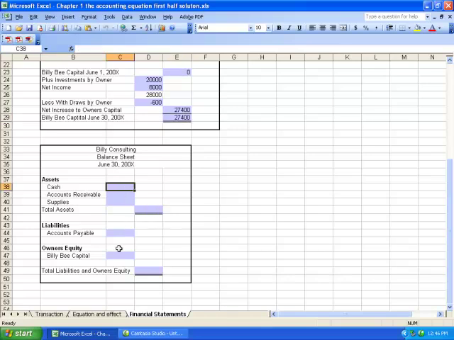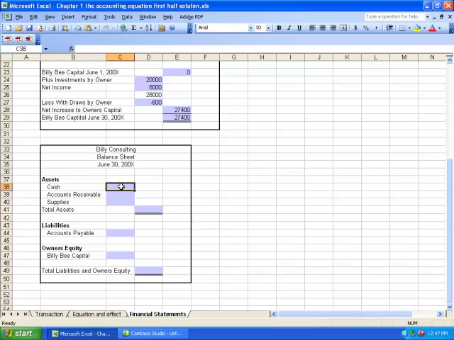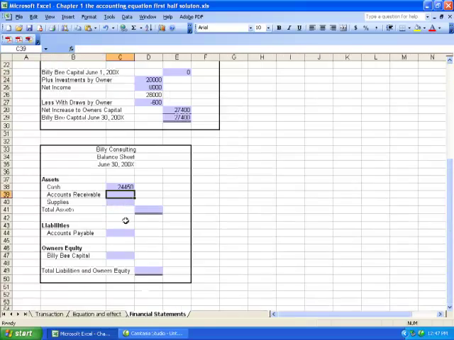Again, we grab these balances from our matrix over here. Cash is $24,450, accounts receivable is $2,500, and supplies is $900. Our total assets would then be to add these three numbers together. That gives us $27,850 as our total assets.